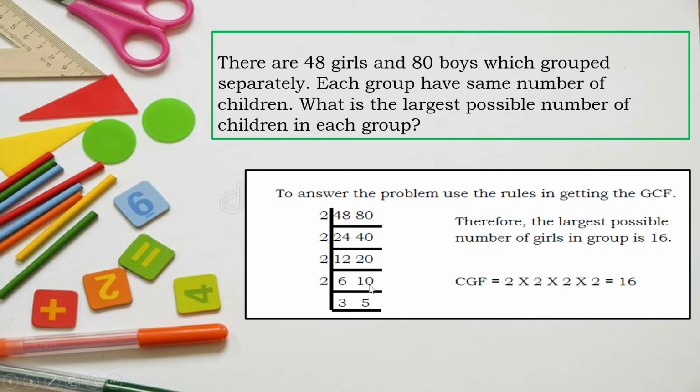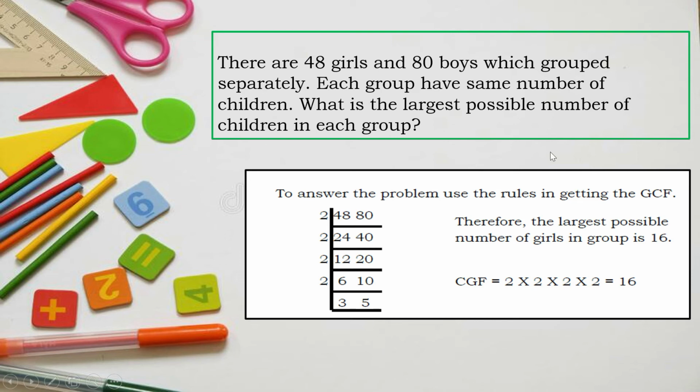We now have 6 and 10. So, they are still divisible. 6 divided by 2 is 3. 10 divided by 2 is 5. Okay? So, we now have 3 and 5. So, 3 is no longer divisible by 2 and also 5. So, they can no longer be divided by 2. So, we're going to stop.